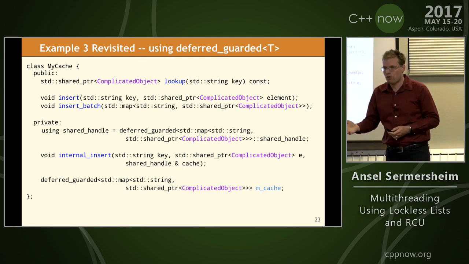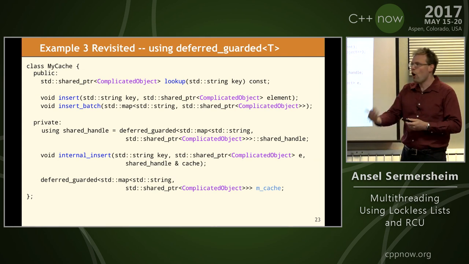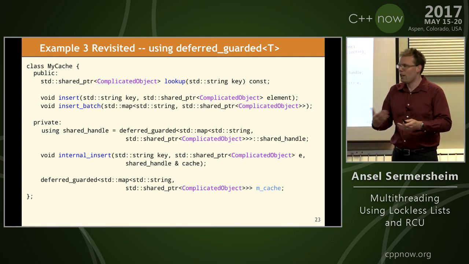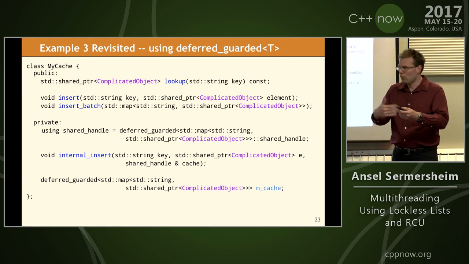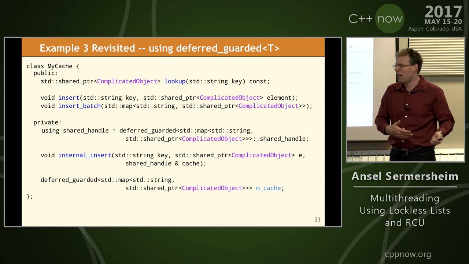If you want the constraint that you want to know if the key was inserted into the map multiple times, then you would have to use a different one of the guarded classes. Perhaps shared guarded would work better, because then you would get exclusive access to the map at a defined point in time. And then you could just look and see if the key is in the map and return an error if it was.